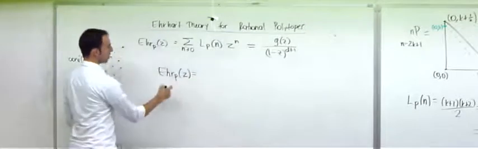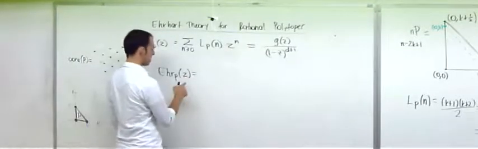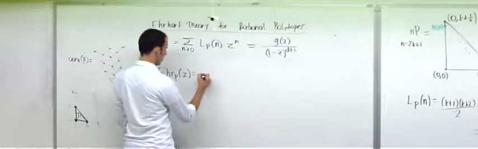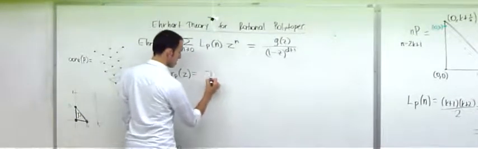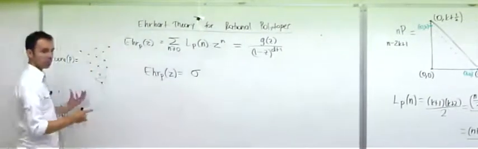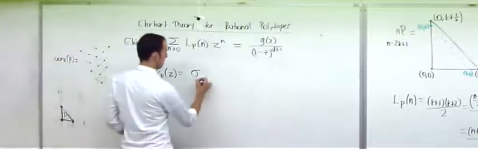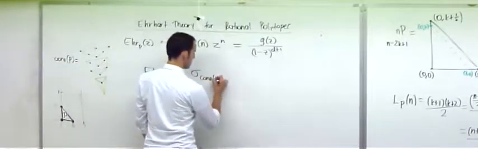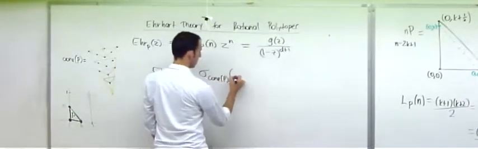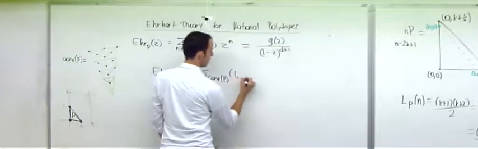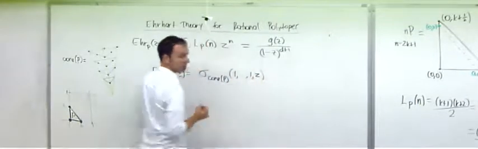Okay? And remember that the way we did this was that we said the Ehrhart series at z was, we computed that with the cone, with this cone. And we said that we got this by computing sigma of the cone and then plugging in 1 for all the variables except for z.